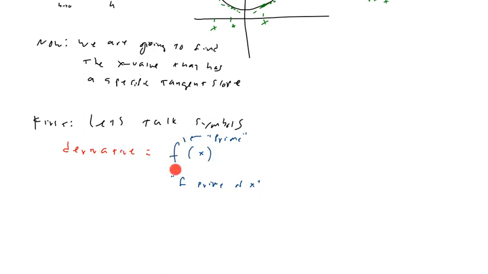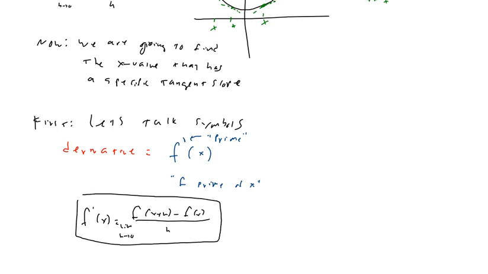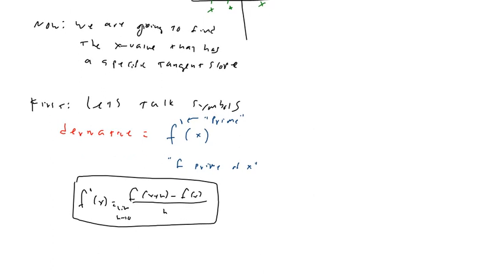So when we are looking for our function, really what we have is f prime of x equals the limit as h approaches 0 of f of x plus h minus f of x over h. This is really what the symbology means. F prime of x is the derivative function. F prime is equal to this thing, because f prime of x is the derivative equation.